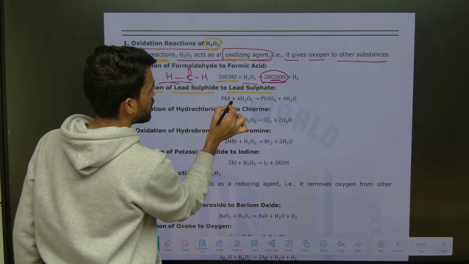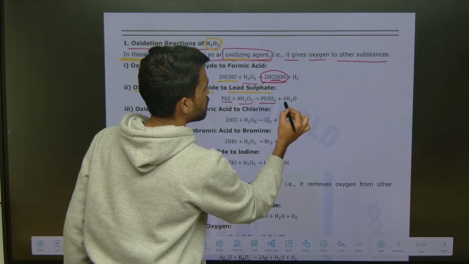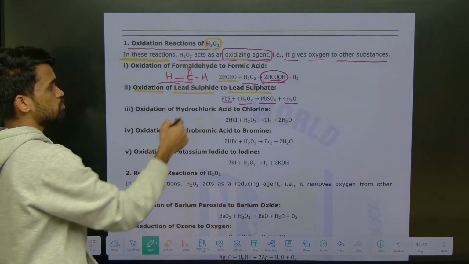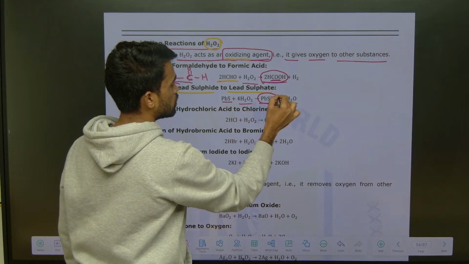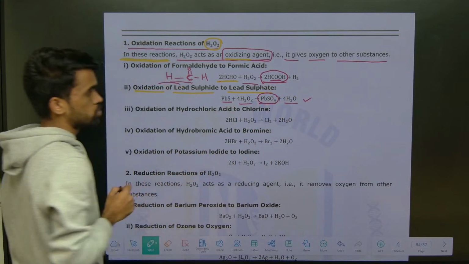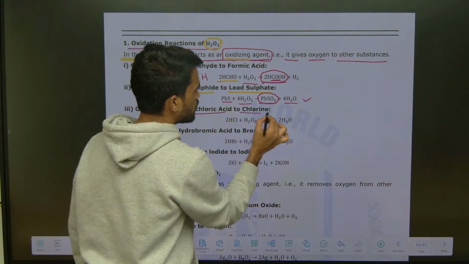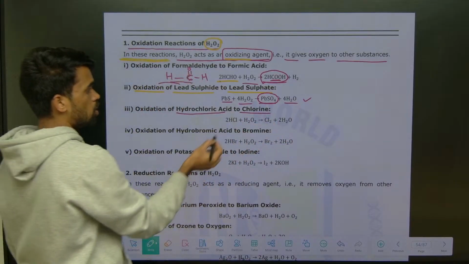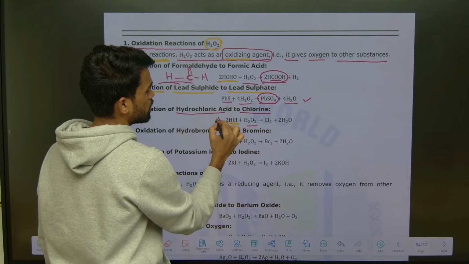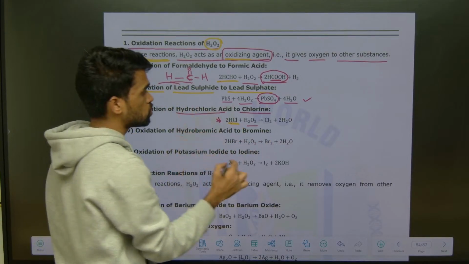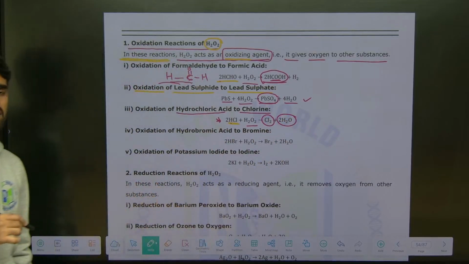Next, oxidation of lead sulfide to lead sulfate. See, lead sulfide, that is PbS, plus H2O2 giving PbSO4 plus water. Lead sulfide with hydrogen peroxide forms PbSO4, lead sulfate, and water is produced. Next, oxidation of hydrochloric acid to chlorine gas. What is happening here? Oxidation of HCl. So HCl with H2O2. Remember this one. HCl with H2O2 forms Cl2 gas and H2O.